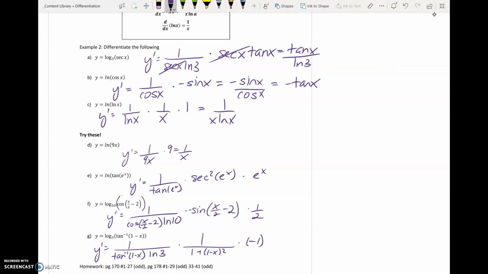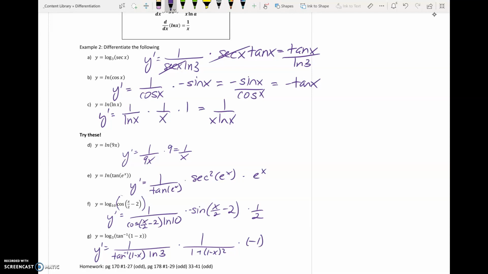Then lastly, we have log base 3. So we're going to take the derivative of that first, which is 1 over whatever you see in the brackets for the log, and then ln, then your base, which is 3 in this case, multiplied by the derivative of tan inverse. So that's 1 over 1 plus whatever you see in the bracket squared, multiplied by the derivative of 1 minus x, which is just minus 1.